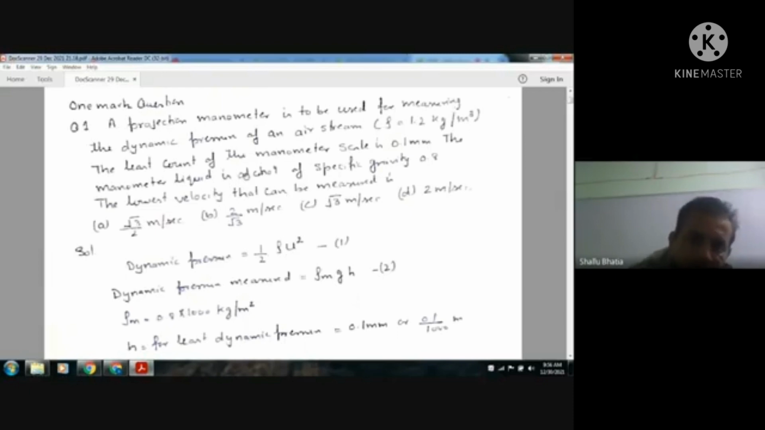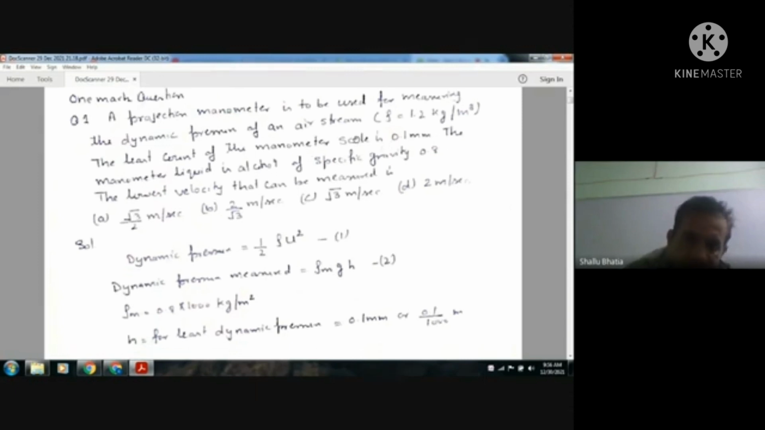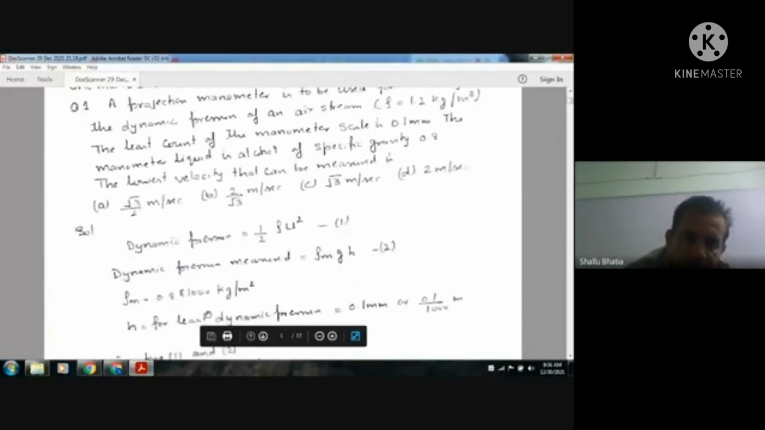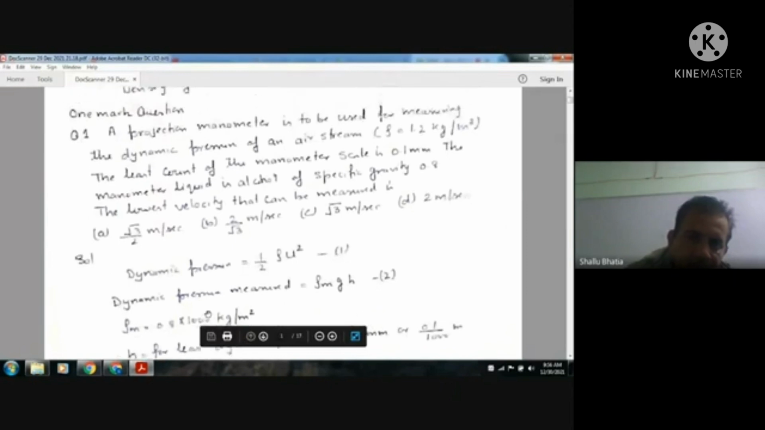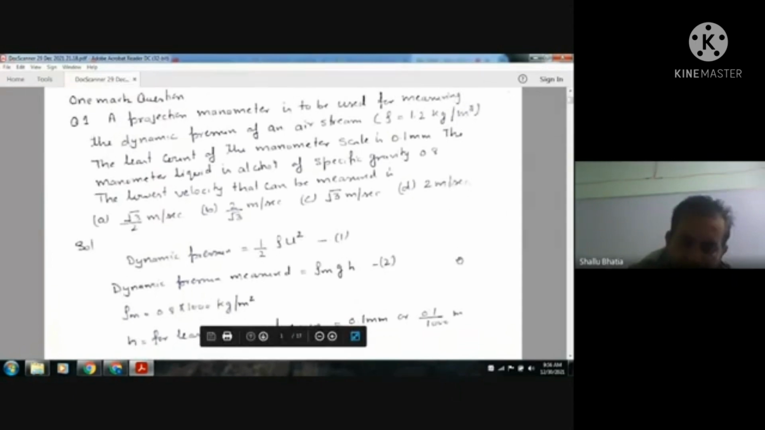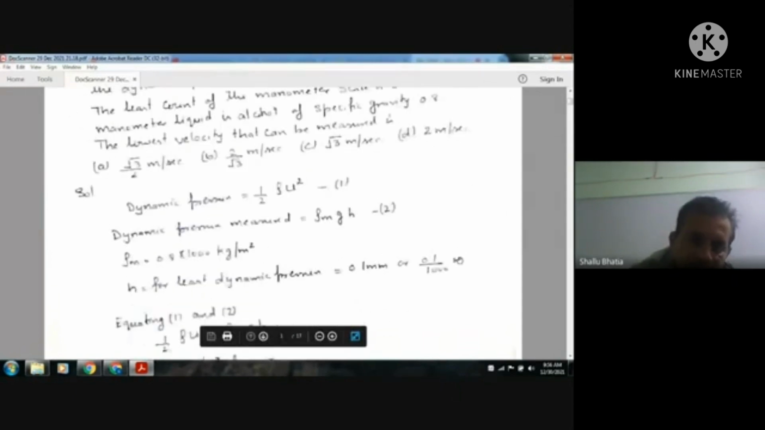As the least count of the manometer scale is 0.1 mm, the minimum pressure the manometer can measure is rho m g h, where rho m is 0.8 into 1000, so this is 800, g is 10, and h is 0.1 divided by 1000 meters. So this is the dynamic pressure measured, rho m g h.